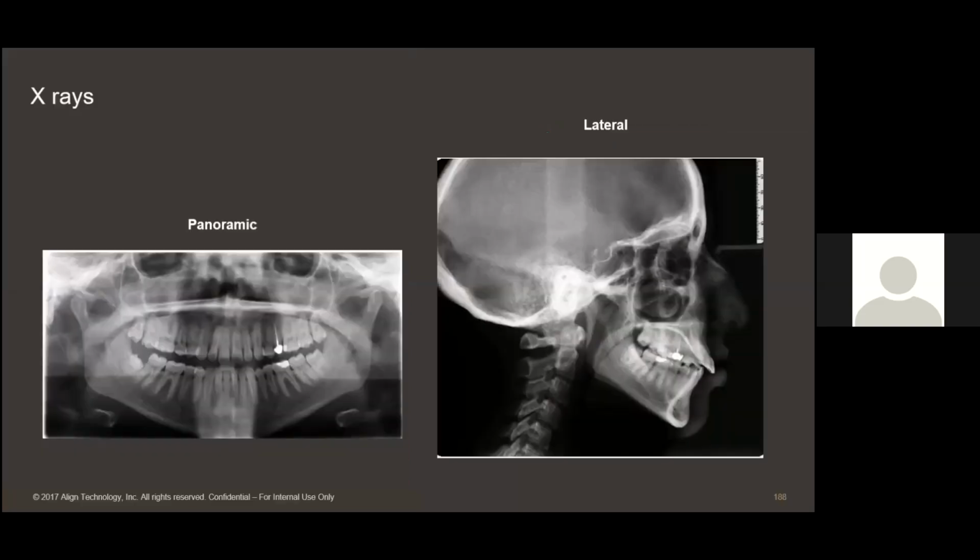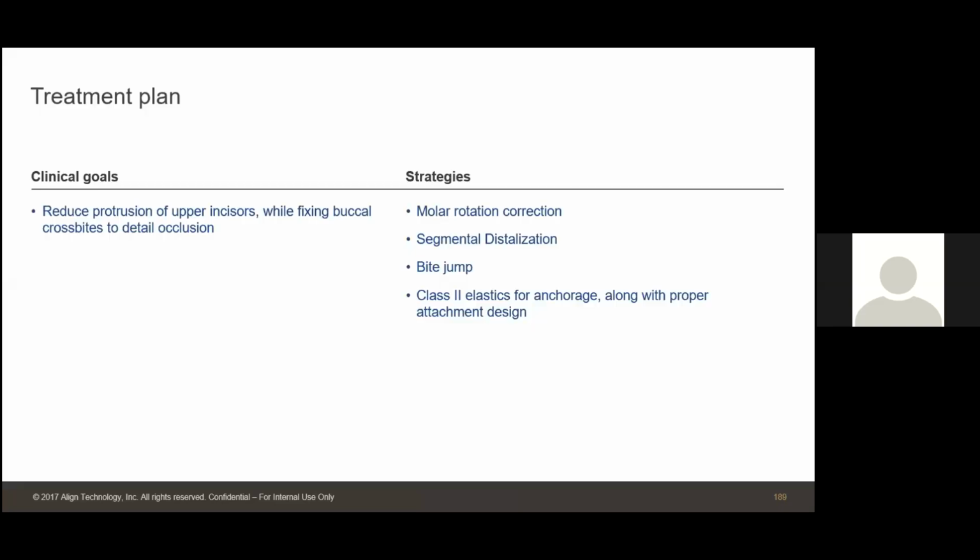So as we look here at her case, her chief complaint was her flared upper incisors and the spacing that existed. So we're going to reduce her protrusion while fixing the buccal crossbite. And class 2, we're going to do that with molar rotation correction, segmental distalization, bite jump, and using class 2 elastics for anchorage.